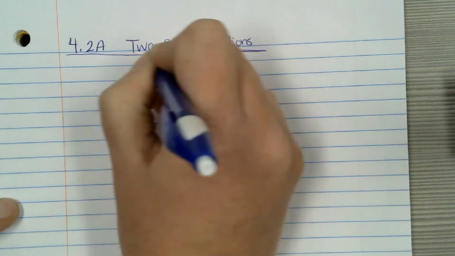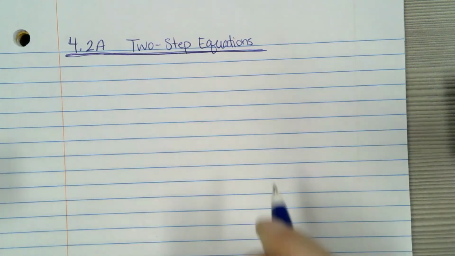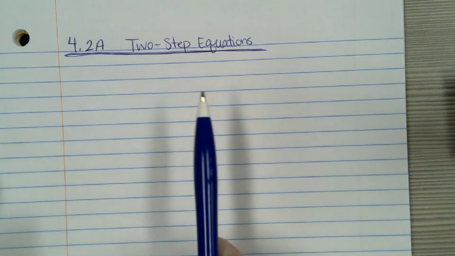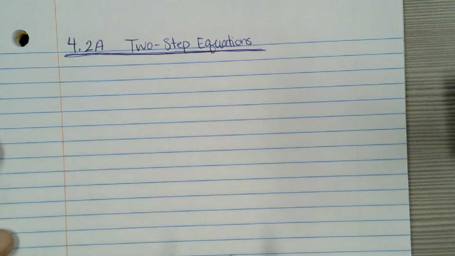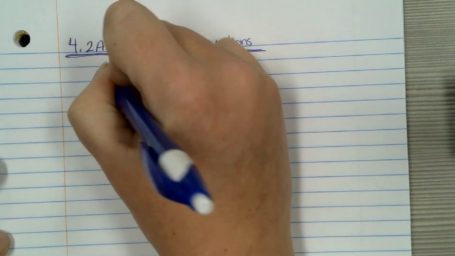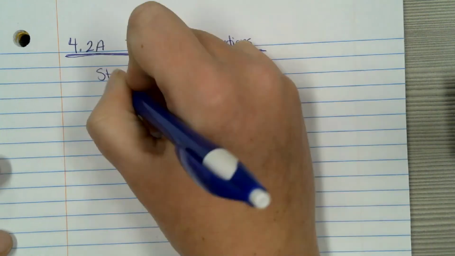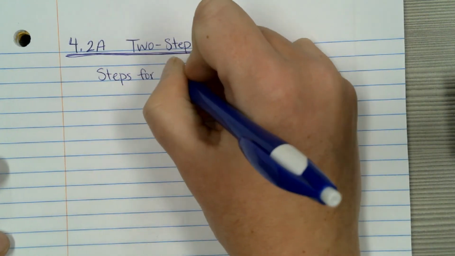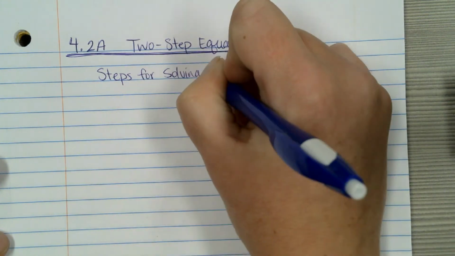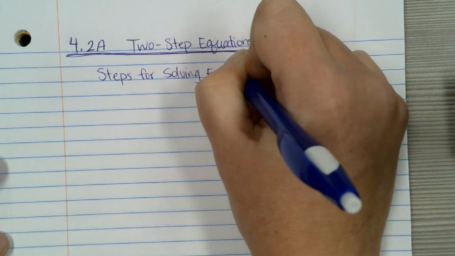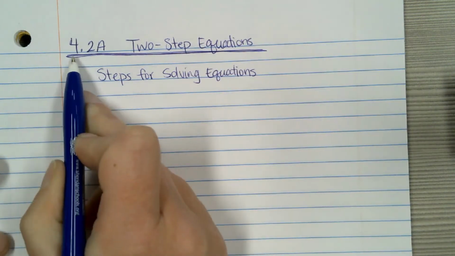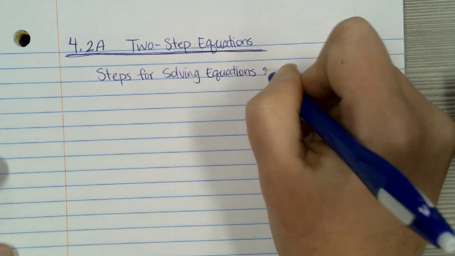Alright, so last week we were doing one-step equations. It was just one quick thing. This time it's 2. So first of all, we need to talk about the steps for solving equations. We wrote this down last week in our 4.1 section, so hopefully you guys remember it.